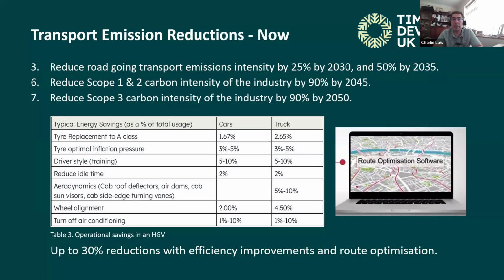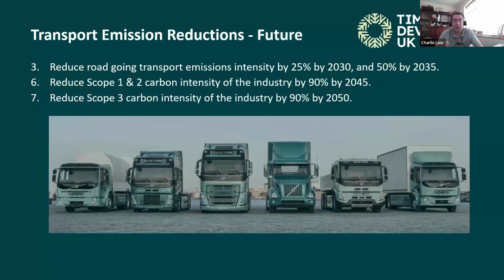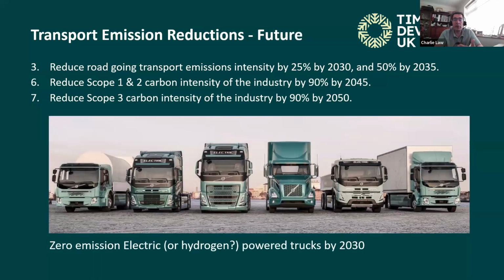We've got to reduce our transport emissions. So the key one there is going to be our road going transport. There's things we can do now, things like looking at tyres, optimal inflation pressures, driver training, aerodynamics within the lorries, etc. That can all give you up to 30% improvements in efficiency going forward now. Route optimization is another one.